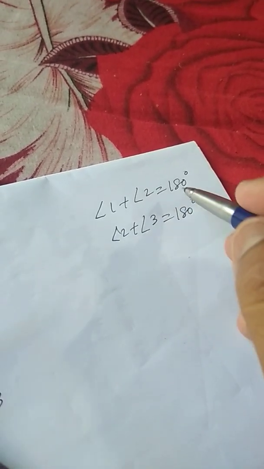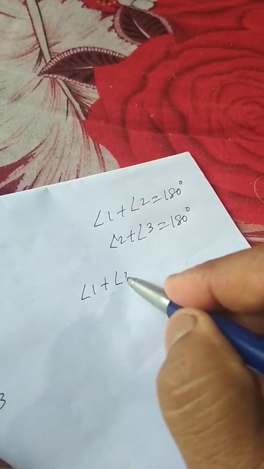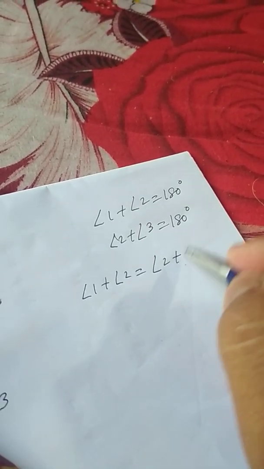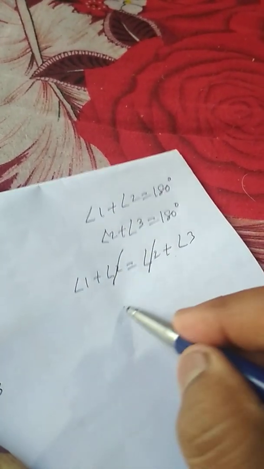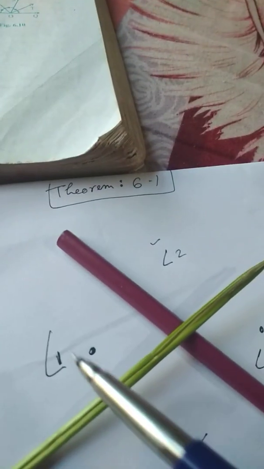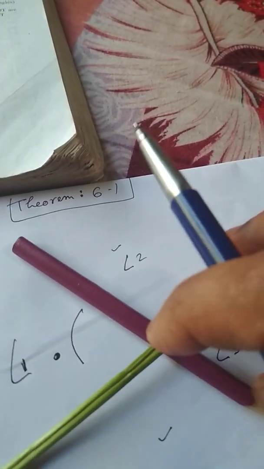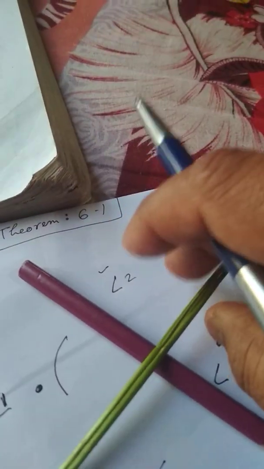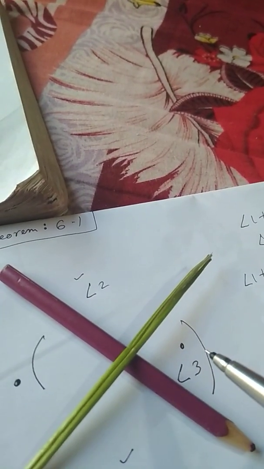From these two, what do we get? 180, 180, they are equal. So, angle 1 plus angle 2 is equal to angle 2 plus angle 3. On both sides, angle 2 cancels. Therefore, angle 1 is equal to angle 3. That means this angle is equal to this angle. Vertically opposite angles are equal.